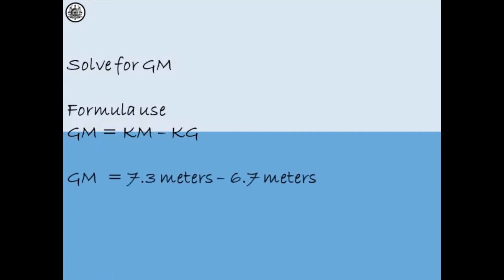Solve for GM. Formula: GM is equal to KM subtracted by KG. Distribute the values: GM is equal to 7.3 meters subtracted by 6.7 meters. GM is equal to 0.6 meters.